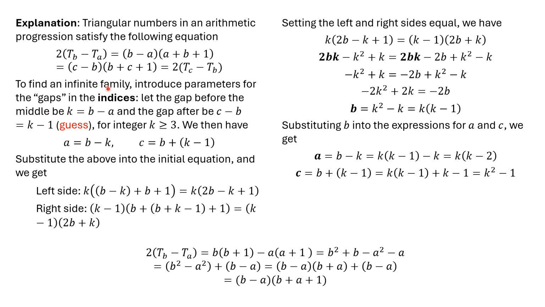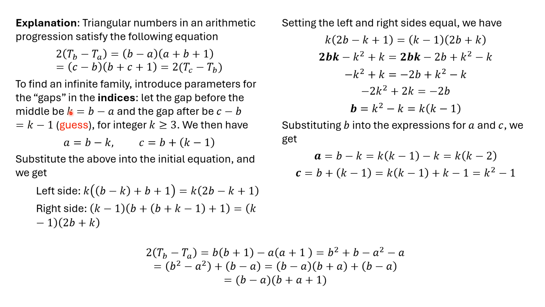So to find an infinite family, introduce parameters for the gaps in the indices. And this is where we have a bit of a guess. Let the gap before the middle term, t sub b, be k, and that would let b minus a equal k. And let the gap between the middle t sub b and the last term t sub c, c minus b, equal k minus 1. That's where the guess is.